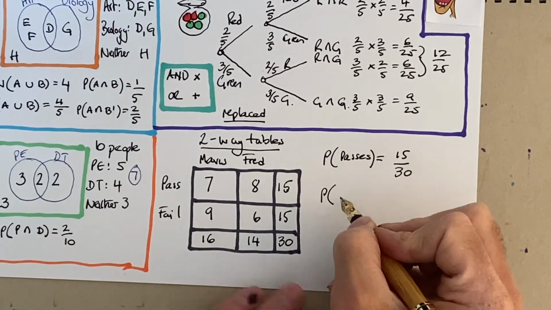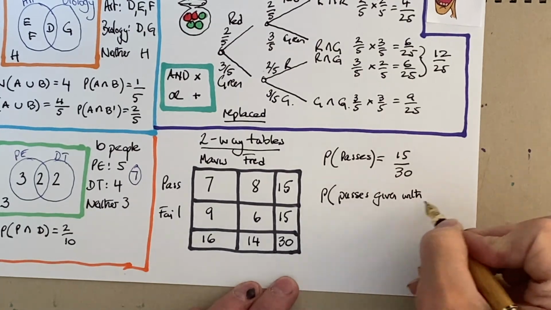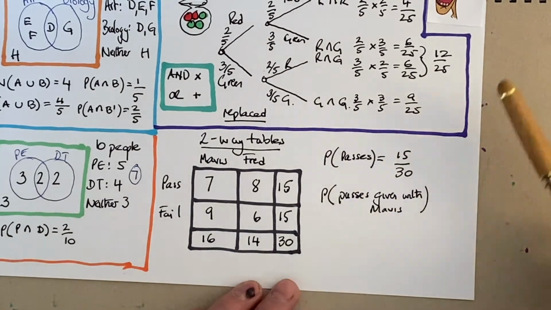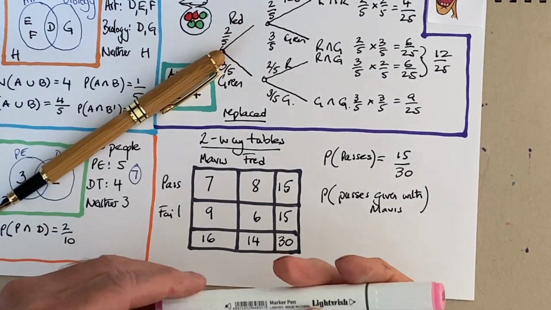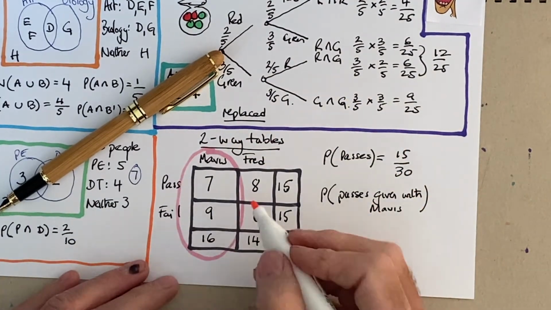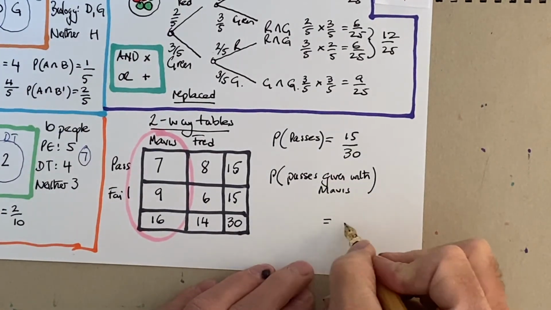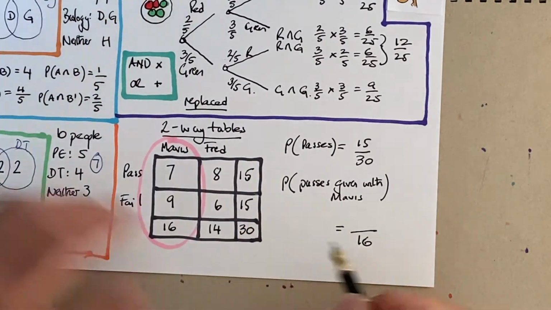So let's just say the question is, passed, given you were with Mavis. So passes, given with Mavis. Okay, now this is quite key. What you have to understand is we're now saying it's just with Mavis. So I'm just going to look at this group here. This is my new group. So it's just with Mavis, meaning it's not out of 30 anymore, but it'll be out of 16. So it's out of 16. And how many passed with Mavis? 7. So there you go.